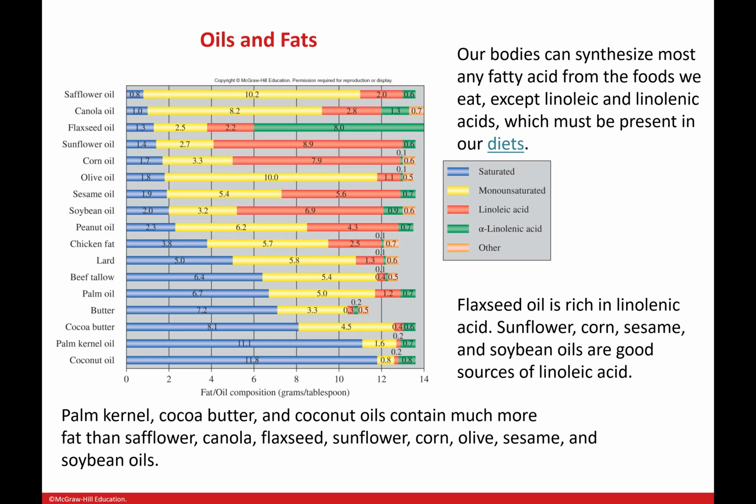Palm kernel, I have more saturated there. You can see that with regard to the yellow, these guys up here have a lot of yellow, a lot of monounsaturated, and these contain more saturated. Well, I guess that makes sense. I'll buy it, it's just interpreting this. The palm kernel is down here. All right, I get it. Palm kernel's down here. We have a lot of blue, and the blue is the saturated.